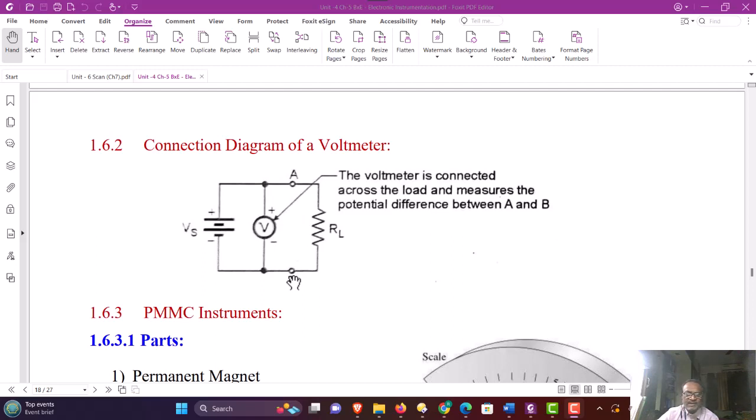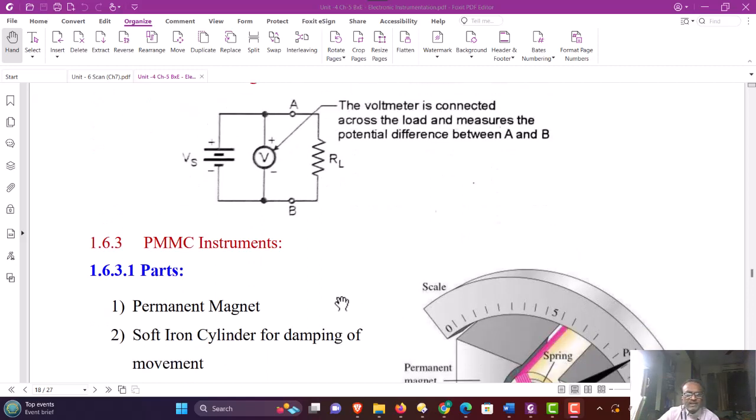Terminal polarity should be appropriately connected. The positive terminal of the voltmeter should be connected to the positive point and the negative terminal should be connected to the negative point. If you reverse connect the voltmeter, it will show reverse deflection. And normally this reverse deflection will be mechanically stopped by a stopper. If it is a galvanometer type of instrument, then it also shows the negative voltage because the zero position is at the center of the scale in a galvanometer, what you have studied in 12th science.